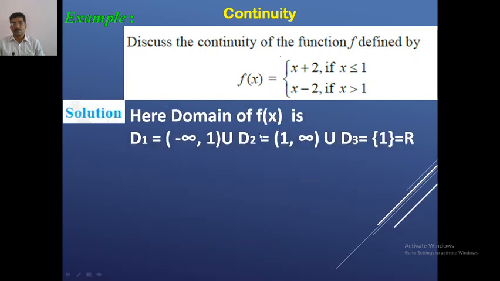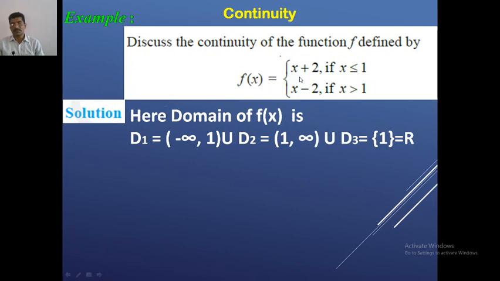Here also, first identify the domain of the given function. x less than 1 means the open interval minus infinity to 1. x greater than 1 means the open interval 1 to infinity. And x equal to 1 means the singleton set 1. Therefore, the domain of the given function f is D1, the open interval minus infinity to 1, union D2, the open interval 1 to infinity, union D3, the singleton set 1. Its union is exactly equal to the set of all real numbers. Therefore, the domain of the given function is the set of all real numbers.